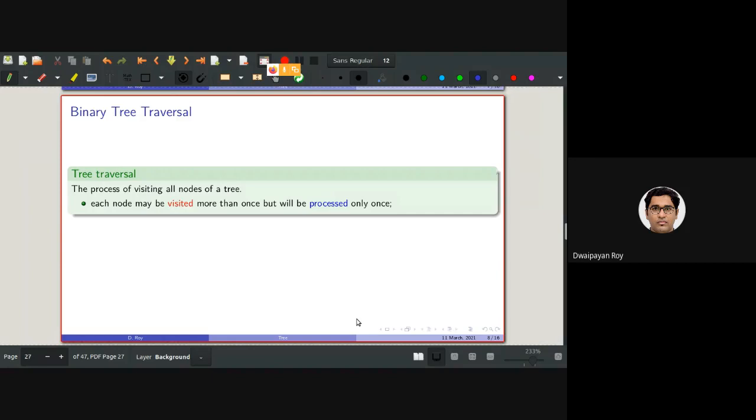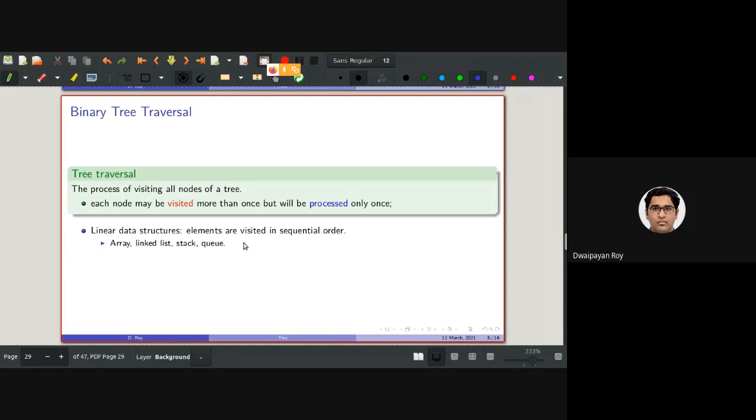So as we have seen in the linear data structures, that is, we have already discussed array, linked list, stack and queue, we have already seen that the way we access or visit the individual nodes or individual items stored in the array, linked list, stack or queue is in sequential order.